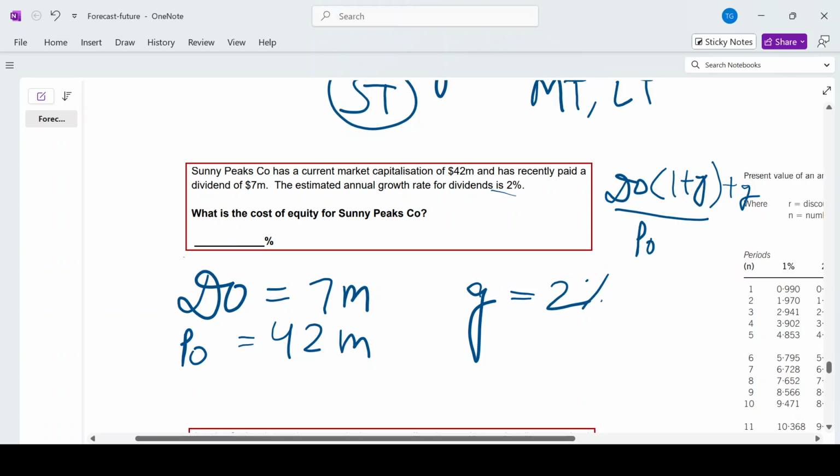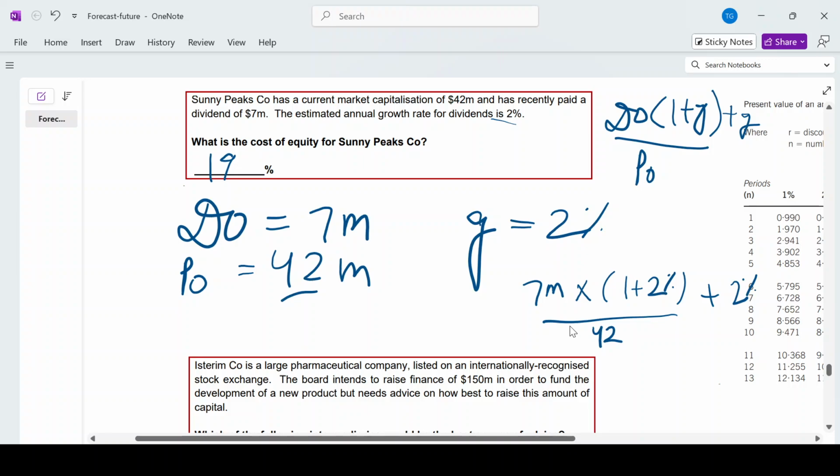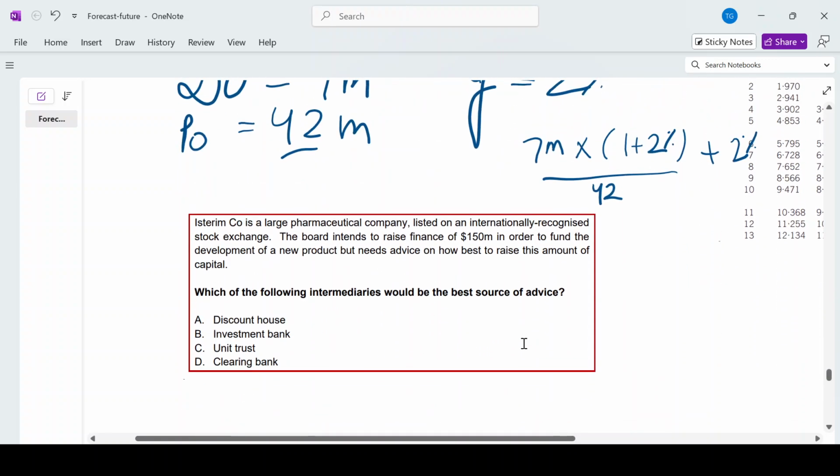Now the dividend is already given to us as $7 million. This will be multiplied with 1 plus 2%. Divide this by P0, which is given to you as 42, and then you have to add 2% to this value. So your final answer is going to come out to be 19%. So this is going to be your answer for the fourth question. Now moving to the fifth question of section A.